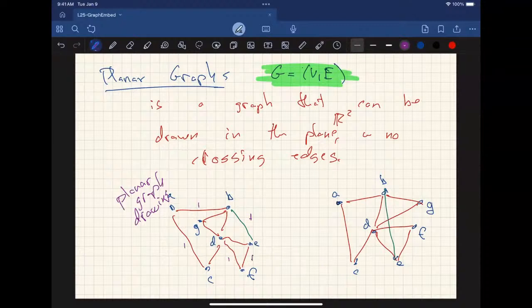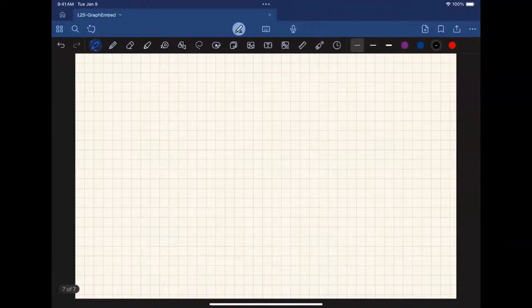Any questions on planar graphs? Who had not seen a planar graph before? Okay, so this is not a new idea. Okay, great.